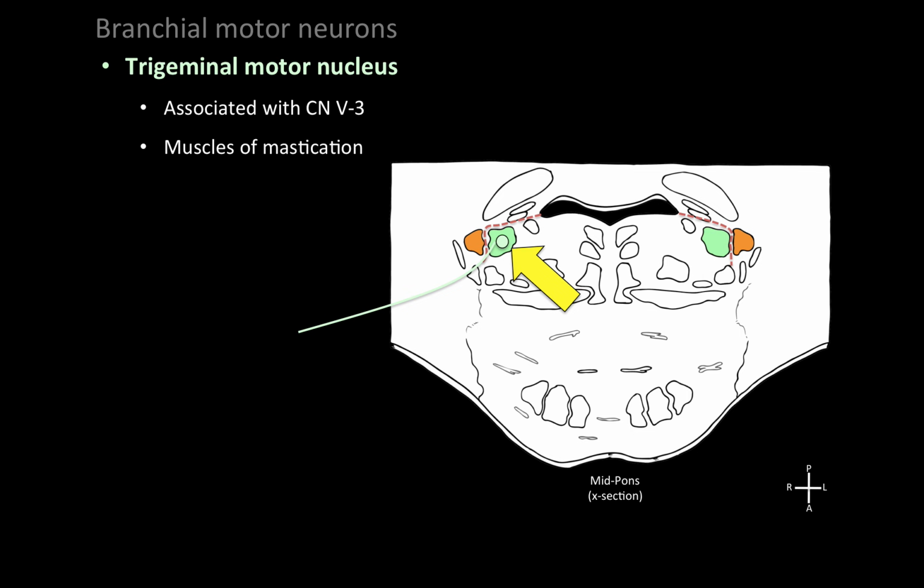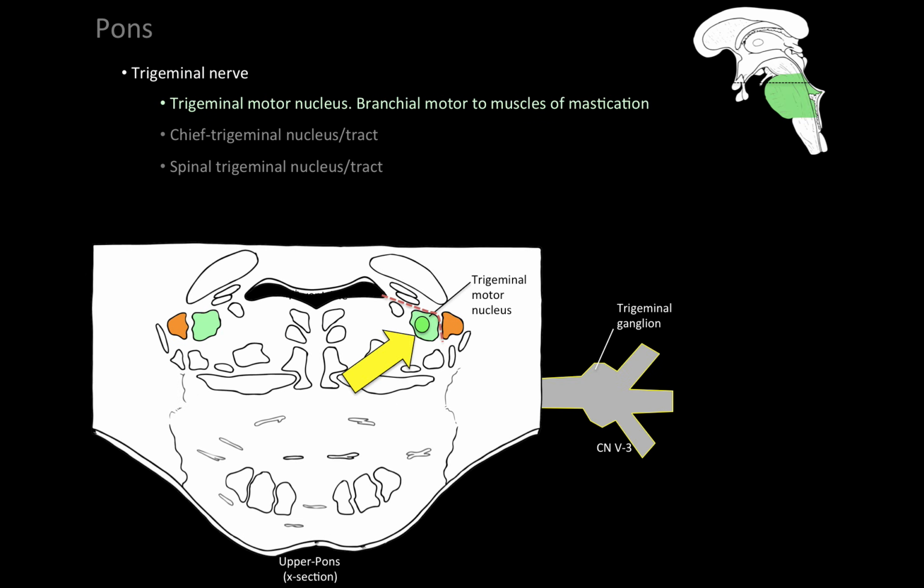This nucleus gives rise to axons that innervate muscles of mastication, muscles that move the mandible. So here we have a picture in the bottom left of a cross-section of this upper pons, the rostral pons, and in lime green we see the trigeminal motor nucleus, the yellow arrow showing. Now let's follow those axons out. They course out laterally in the pons, and then there we see a schematic of our trigeminal nerve. There's the trigeminal ganglion with the V1, V2, and V3 branches.